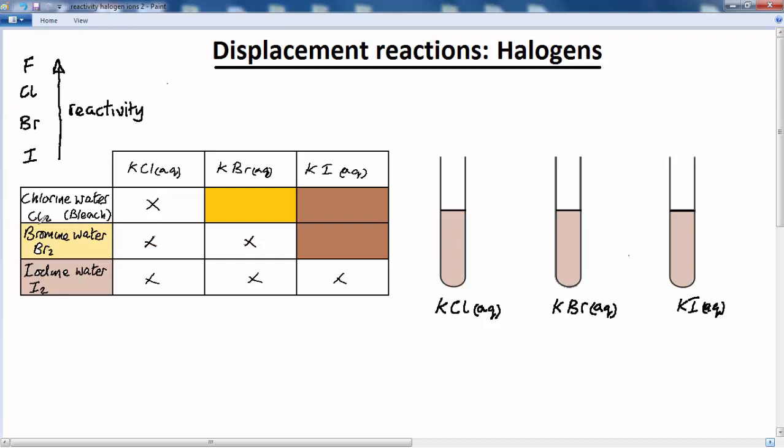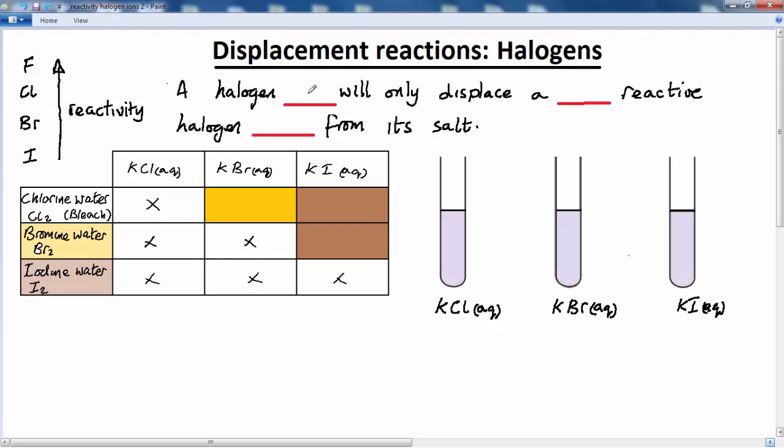Likewise, bromine in bromine water will displace iodide ions from their solution, but it cannot displace chloride ions from its solution because chlorine is more reactive than bromine. And iodine in iodine water cannot displace either bromide ions or chloride ions from their solution because it is less reactive than either of these. So let's summarise this by saying that a halogen gas will only displace a less reactive halogen ion from its salt. It cannot displace a more reactive halogen ion.